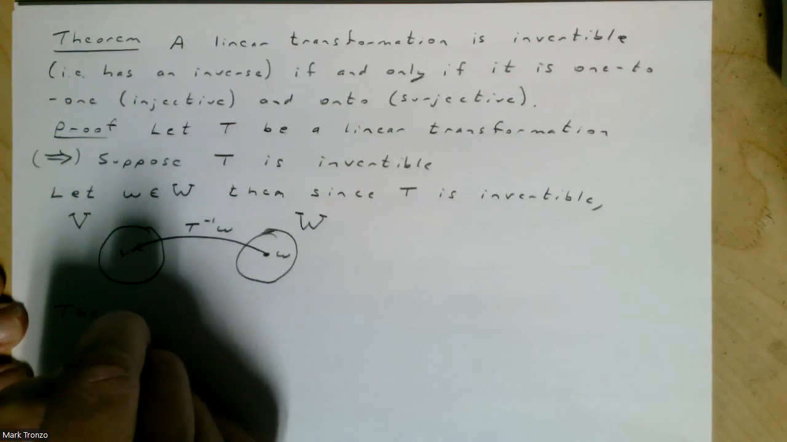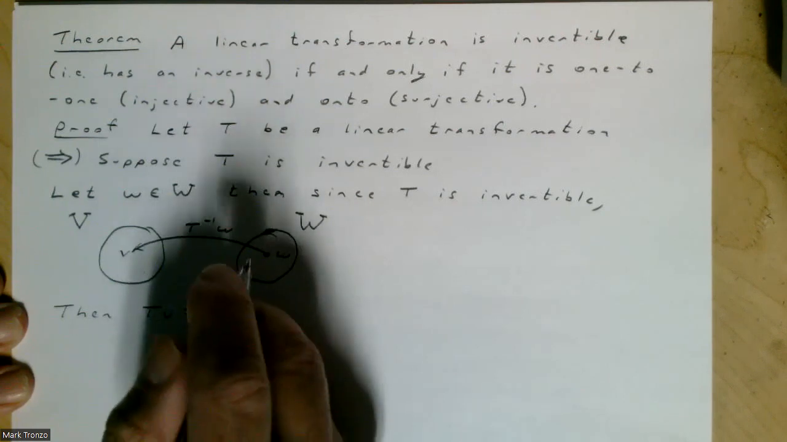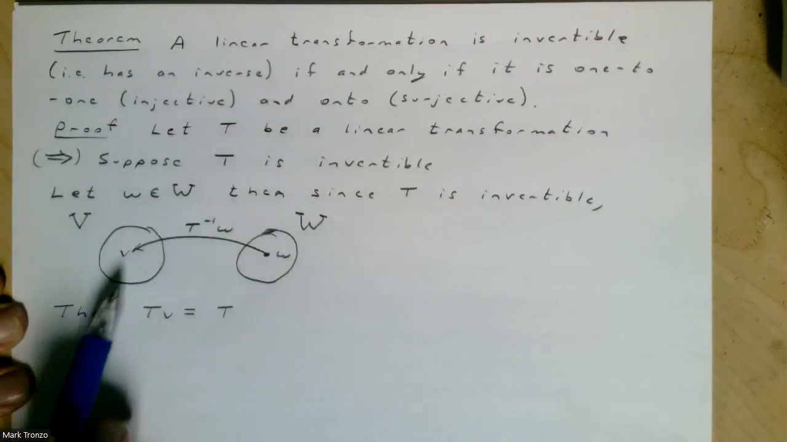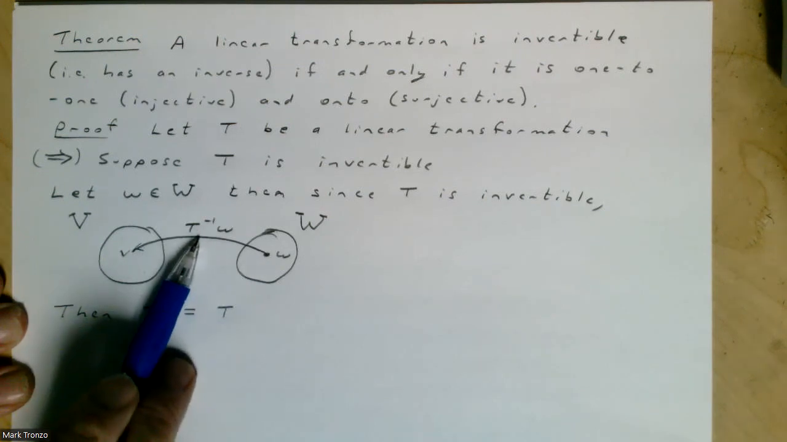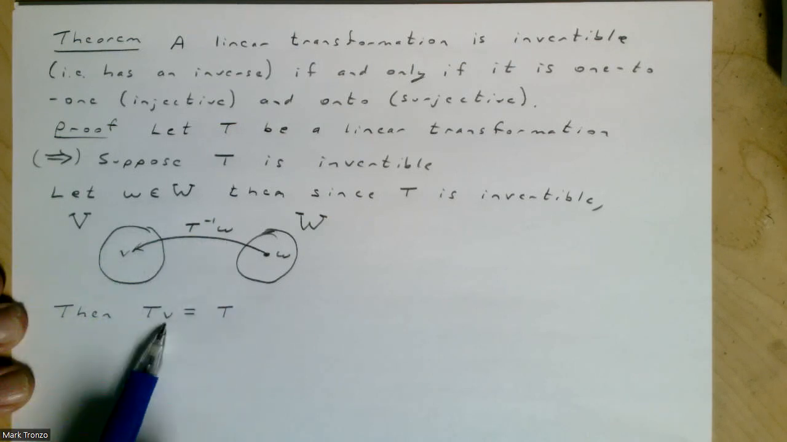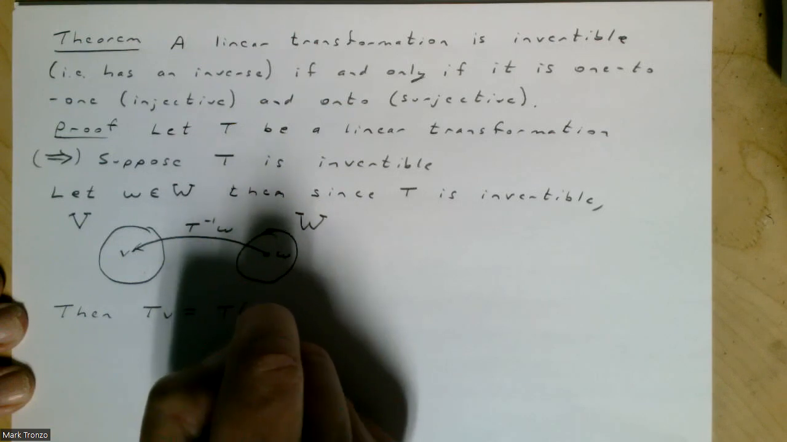So now, let's say then we can say that T v is equal to T. And of course, when we have over here, we know that T inverse w is going to give us v, so we can substitute that for v.